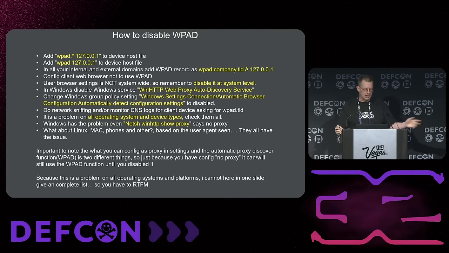And as you can see, there's a Windows service called WinHTTP Web Proxy Auto-Discovery Service. It's on all machines. No one knows what it is, but now you know what it is. It can be difficult to disable because it has dependencies on other things. Yeah. So basically read the manual to find out how to disable it on all applications and OSs, because it's not easy for me to make one slide that fixes it all.